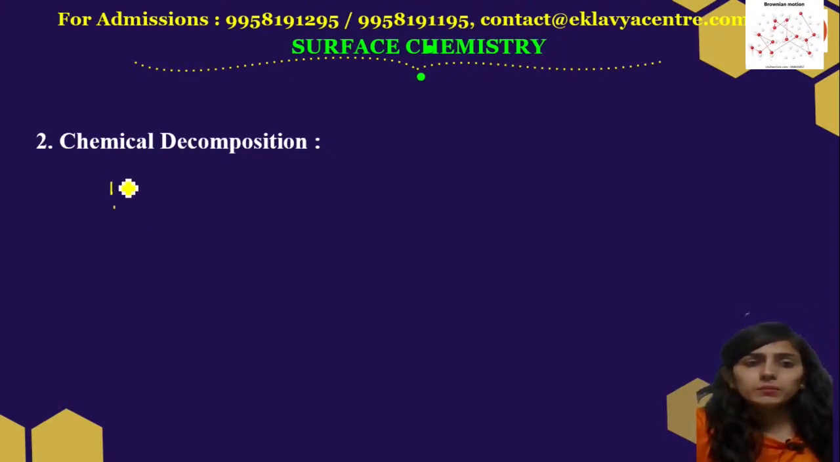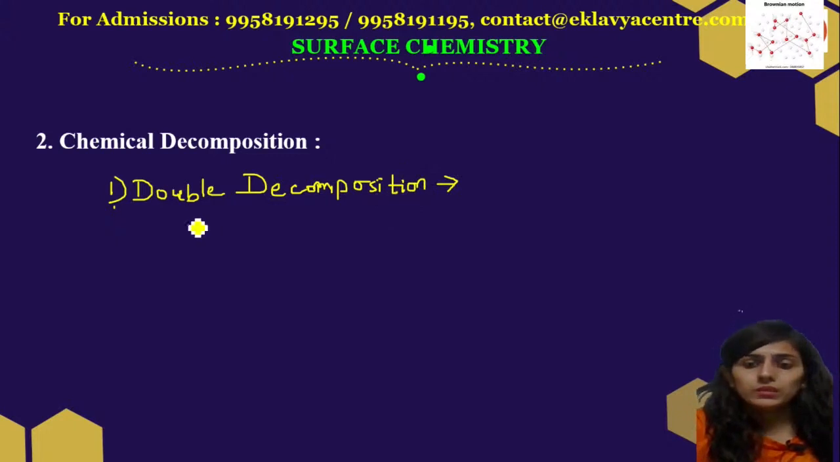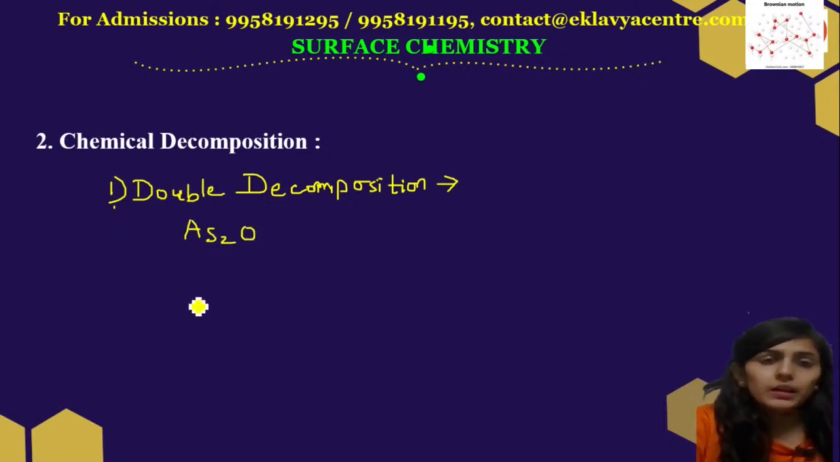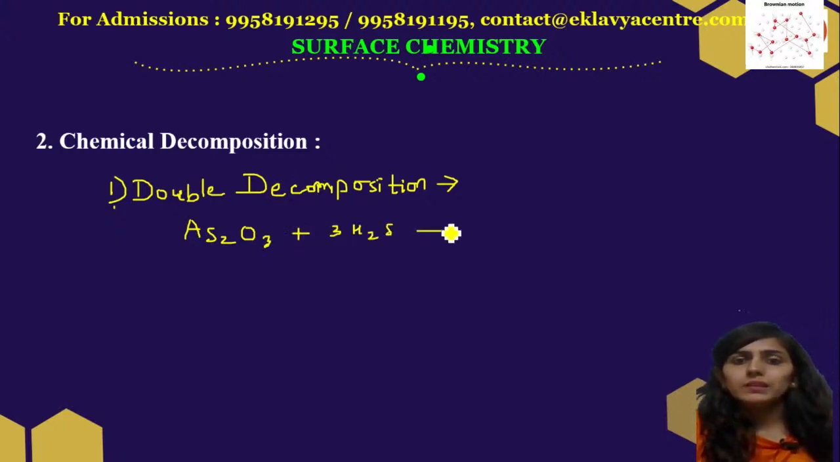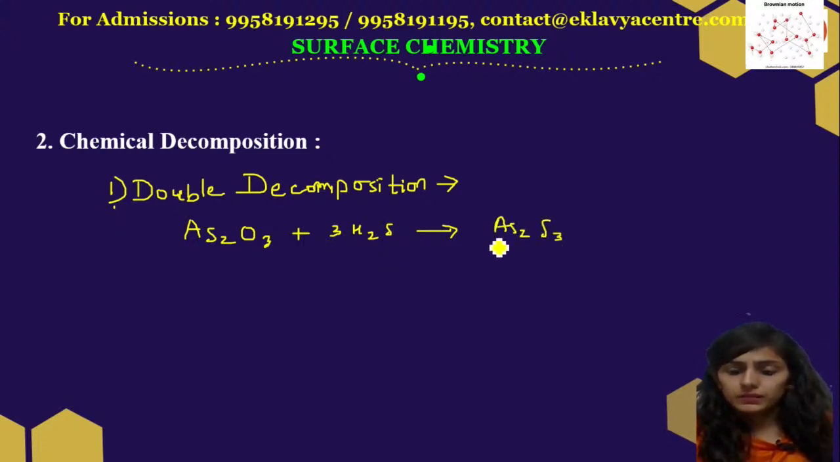First method is double decomposition. So what happens in this method is that, suppose we have arsenic oxide, As2O3. It reacts with hydrogen sulfide, and we will get arsenic sulfide as a sol plus water. So this is double decomposition.